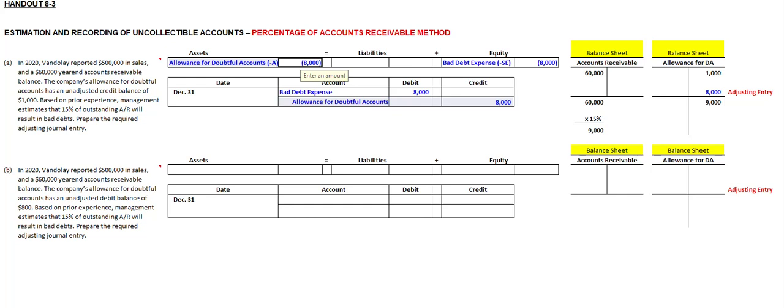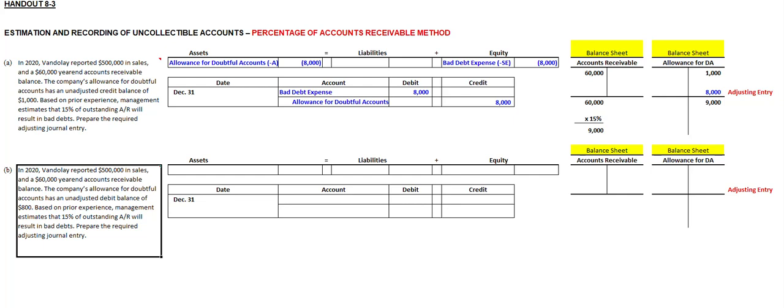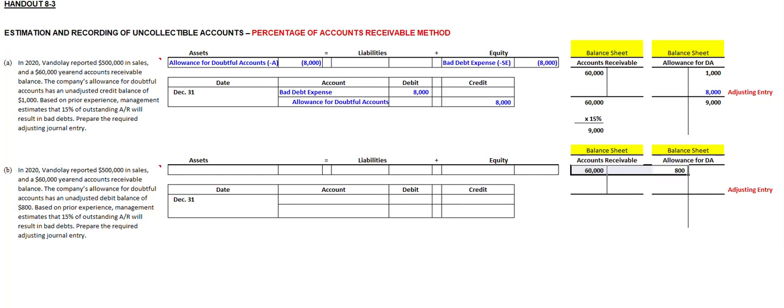In scenario B, we're told that, again, Vandelay has $5,000 in reported sales and $60,000 in accounts receivable, but that our year-end balance in the allowance for doubtful accounts has a debit balance of $800. Typically, a debit balance means we have not set aside enough during the current period. So we've got the $60,000 in accounts receivable, an $800 debit balance in the allowance for doubtful accounts.